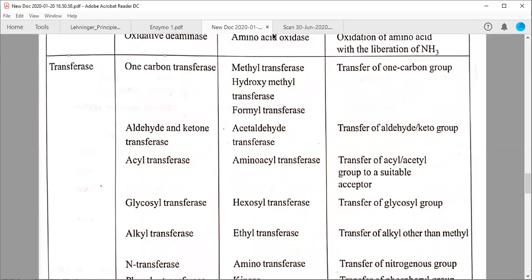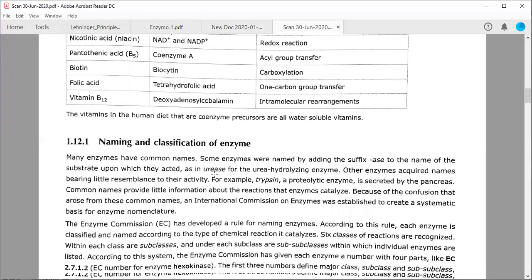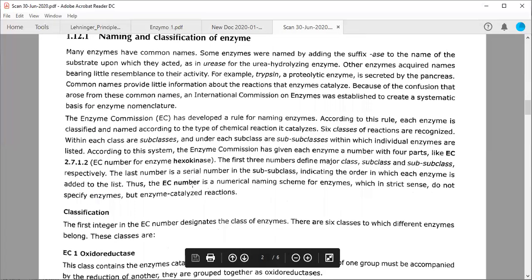Okay, fine. So let me move to Pathfinder. This is given here also. This particular number is for hexokinase, and these numbers respectively show the class, subclass, sub-subclass, and the fourth number is a serial number, that is 2 here, for example, indicating the order in which each enzyme is added to the list. So this is a serial number, showing in which order the enzyme is added to this particular EC number.